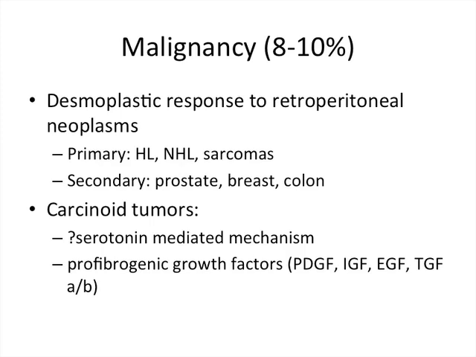Malignancy is the other main category that should be considered, and this is felt to be mediated through a desmoplastic response to the retroperitoneal malignancy. This can be primary, such as with Hodgkin's lymphoma, non-Hodgkin's, or sarcoma. Common secondary causes would be prostate, breast, and colon cancer. And carcinoid tumors can act remotely through a serotonin-mediated mechanism, it's felt, and also through the generation of pro-fibrogenic growth factors.